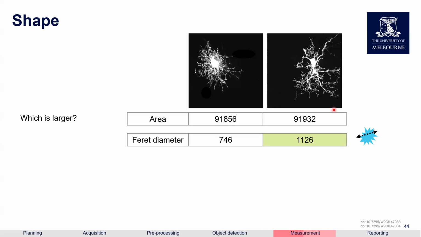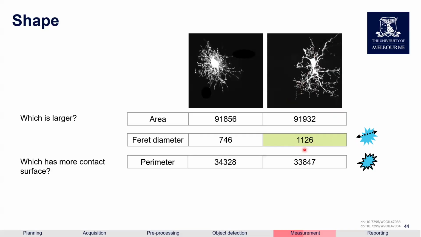So then what we can measure is the Feret diameter, which is the longest possible line that can be drawn on the object. Because they are more spread, this will give a higher value. But for these cells, the total surface area is also a very important biological measure. So we can measure the perimeter, which is an outline of the object. But when you look at it, they also have a very similar perimeter measurement.